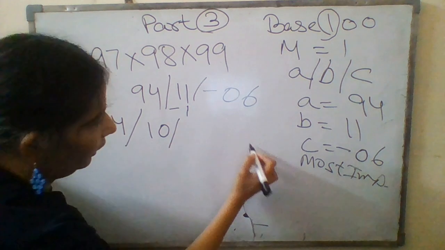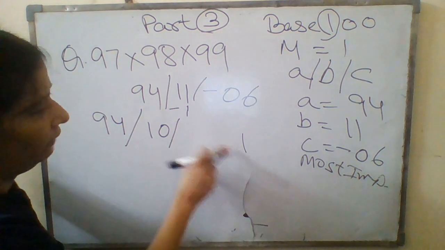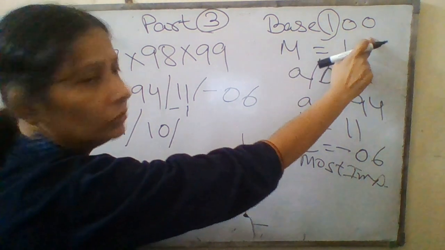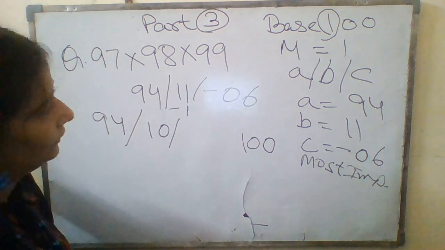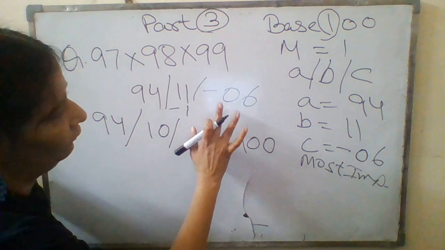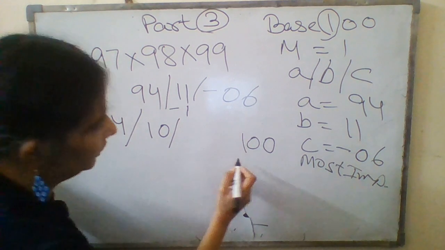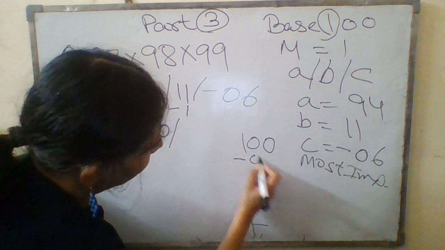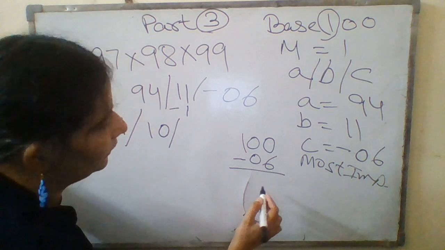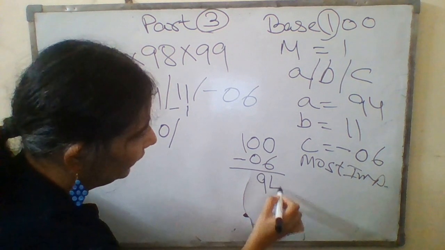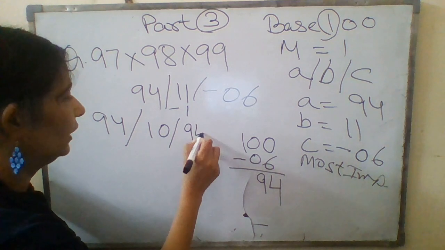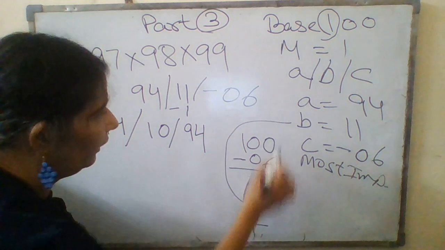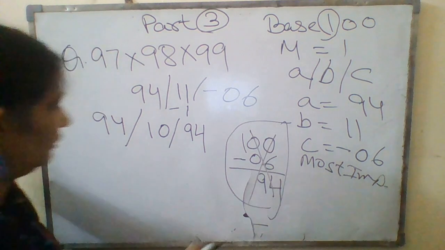Now see, 1 I have borrowed from 11. Now how many zeros can you see here? 2 zeros. So put 2 zeros like this. To make minus 06 positive, you will do minus 06. So 100 minus 06 will be 94. Okay, now this is positive. So you will write down this 94 here. This is the rough work I have done.